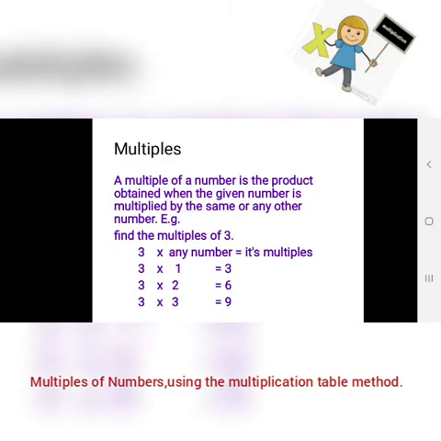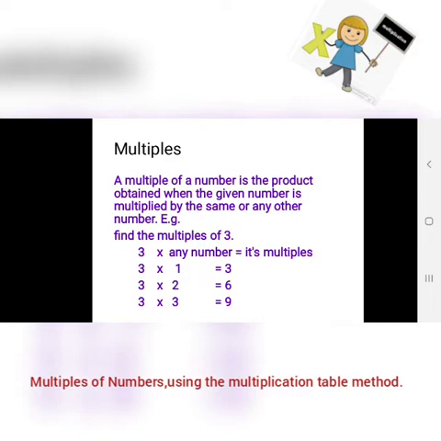Okay. Then what is a multiple? A multiple of a number is the product obtained when the given number is multiplied by the same or any other number. For example, let's see the multiples of 3. That simply means you will multiply your 3 with any number and your answer gives you the multiples. Isn't that easy? Now let's check.